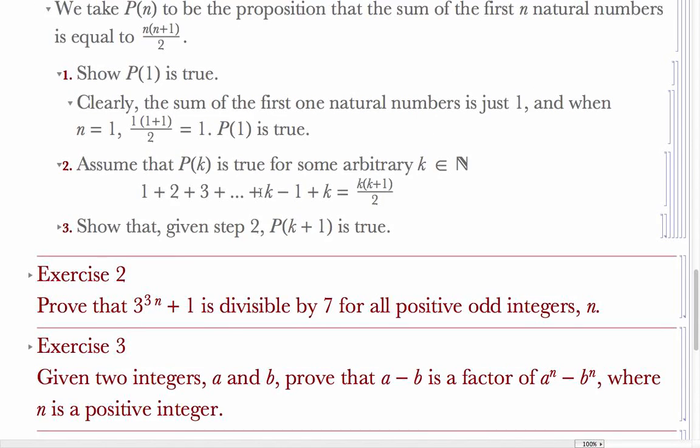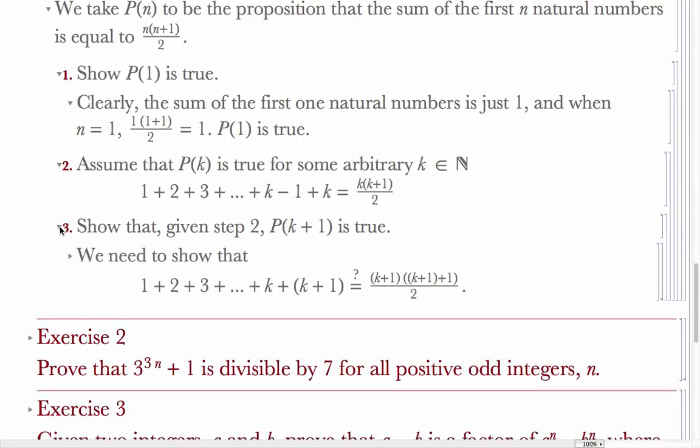Now, given that step 2 is true, we're going to show that p of k plus 1 must also be true. And we do that using the expression we've just assumed to be true. So let's start. We'll write that we need to show that 1 plus 2 plus 3 all the way up to k plus 1. So we've added all of the natural numbers up to k plus 1. We need to show that that's equal to the expression that our proposition is talking about with k plus 1 substituted in for n instead of k, right?